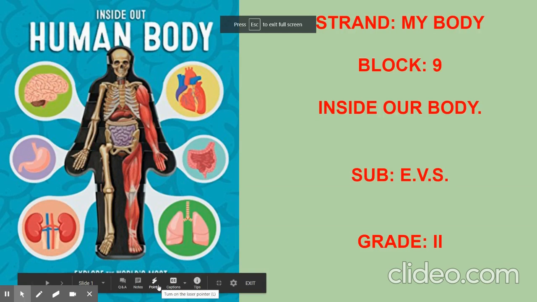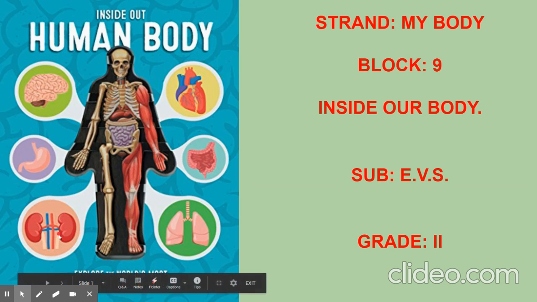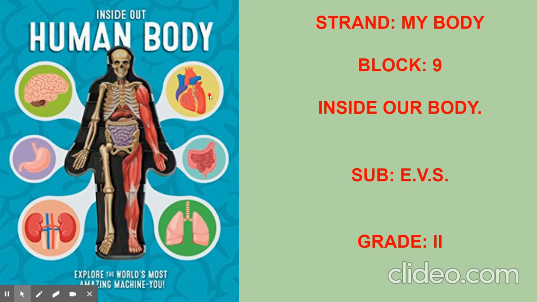Good morning, children. In today's class of our E.V.S, we are going to learn block 9. The strand is my body. In that, we are going to learn inside our body. What we have inside our body? We have a brain, we have a liver, we have kidneys, we have lungs, we have intestines, and the heart. We will see where they are located and how they help us to function our body.